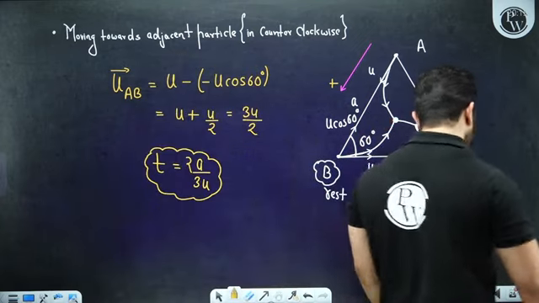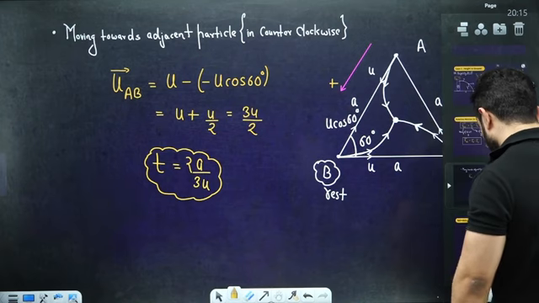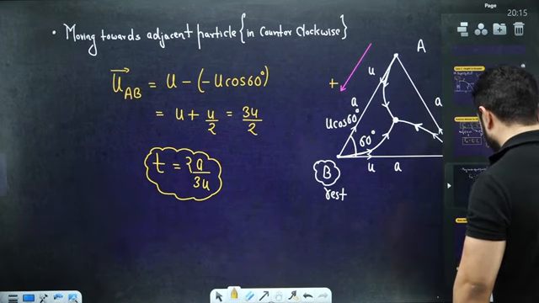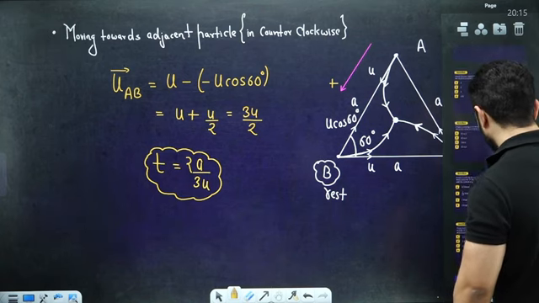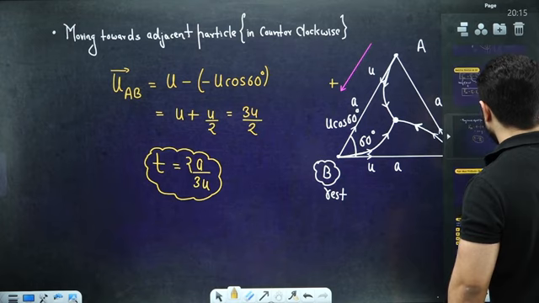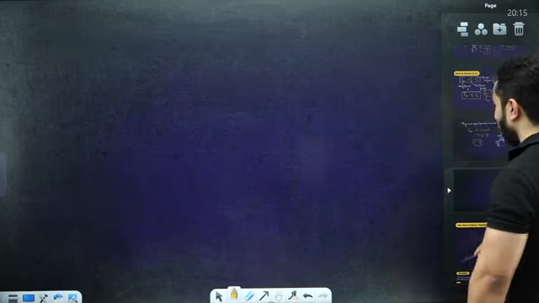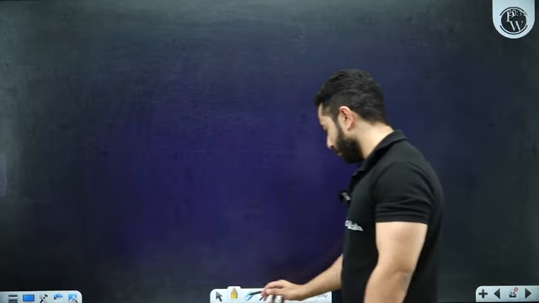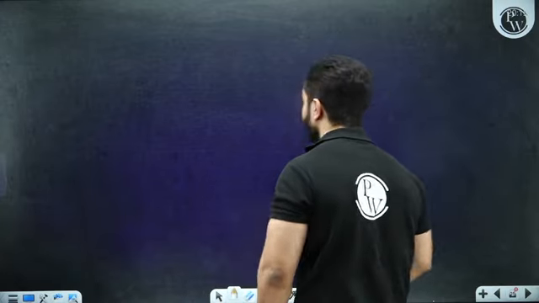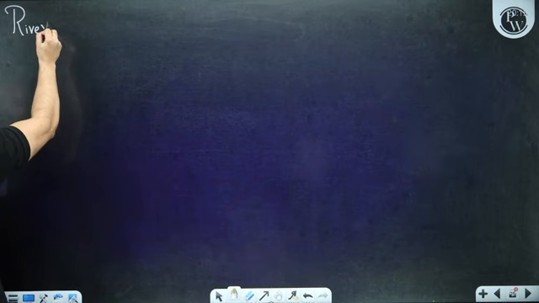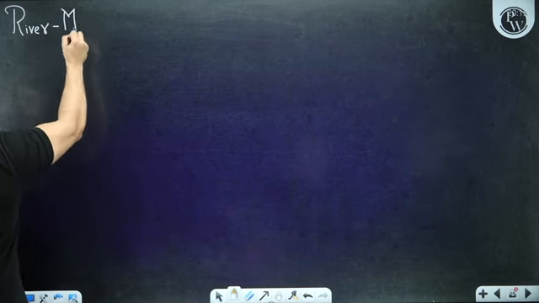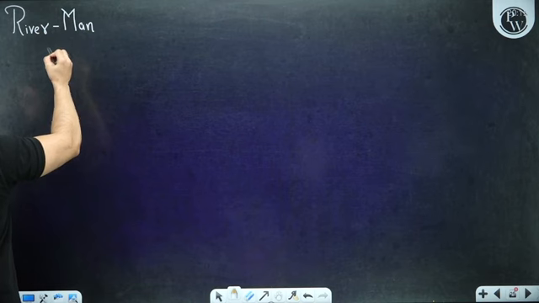Right? Now let's move to some more problems, and those problems are related with, let's first start with river boat or river man problems, right? Let's start with river man problems. This is actually a case of relative motion in 2 dimensions.